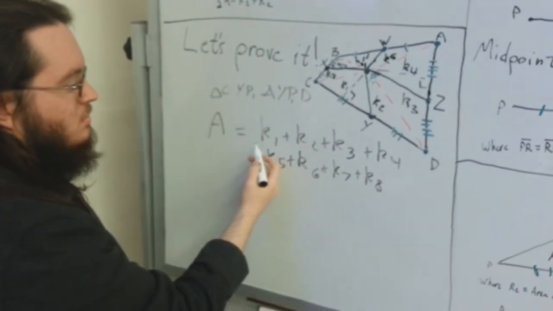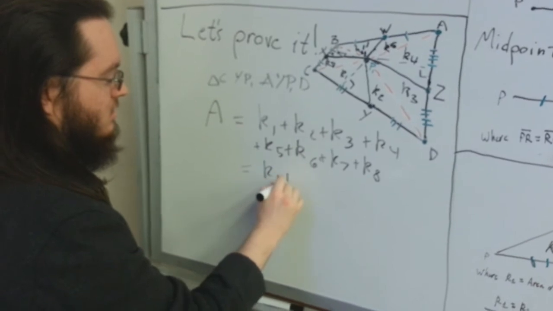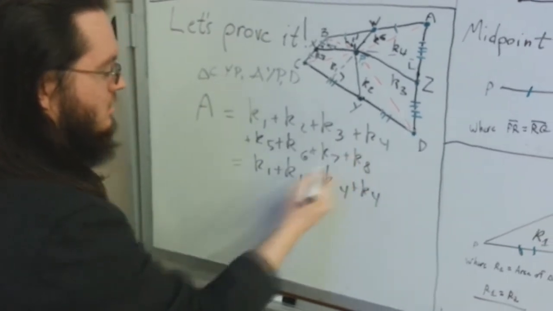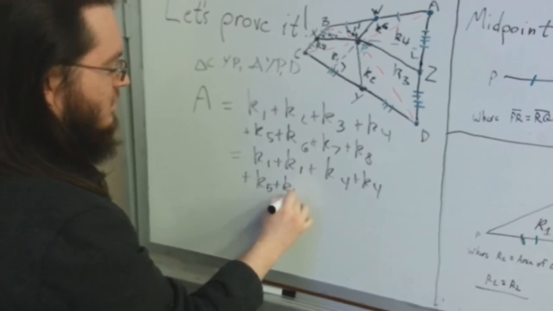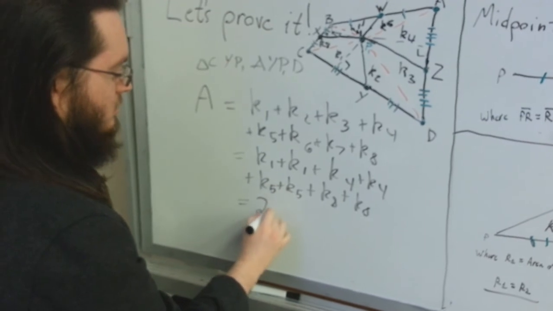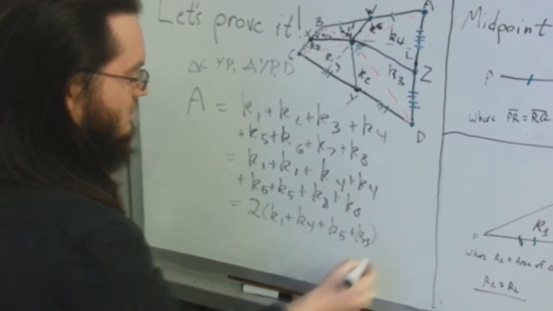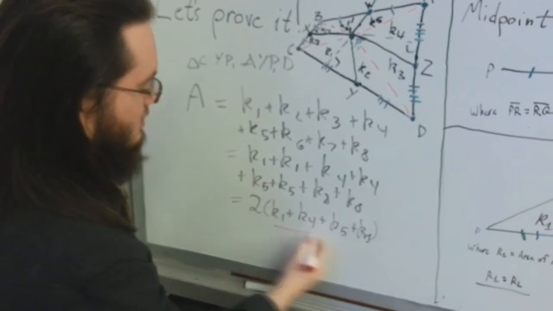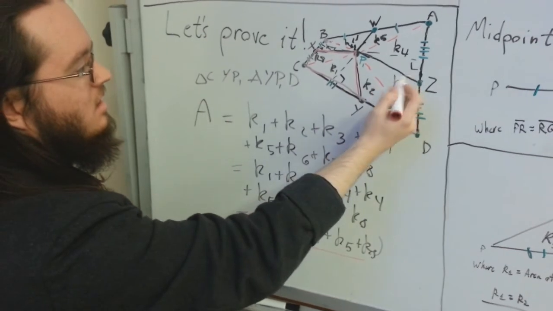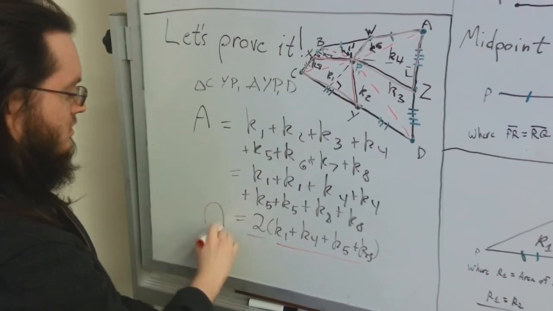But because K1 and K2 are equal, K3 and K4 are equal, K5 and K6 are equal, and K7 and K8 are equal, this can be rewritten as K1 plus K1 plus K4 plus K4 plus K5 plus K5 and plus K8 plus K8, which is equal to 2 times K1 plus K4 plus K5 plus K8, which is equal to the area of this quadrilateral, K1 plus K8, in the area of this quadrilateral, K4 plus K5, which is equal to half of the original area.